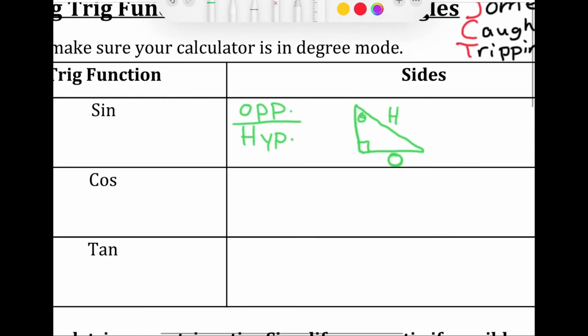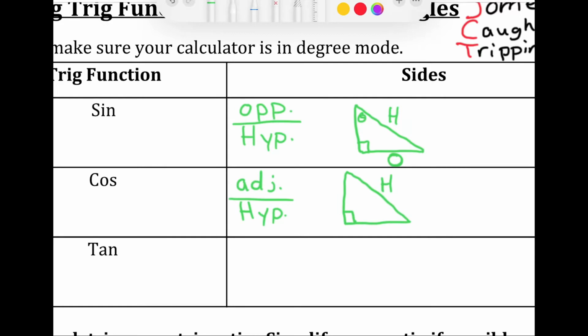Our cosine trig function is adjacent over hypotenuse. So again, we're going to have a right triangle. Our hypotenuse side is across from a right angle. And if our theta is in the top corner, our adjacent side is right beside it. That is not the hypotenuse.